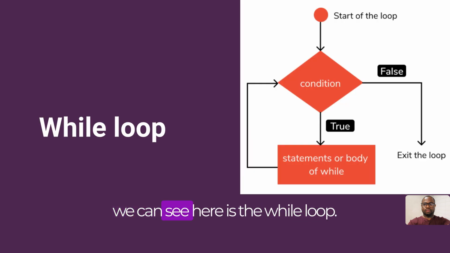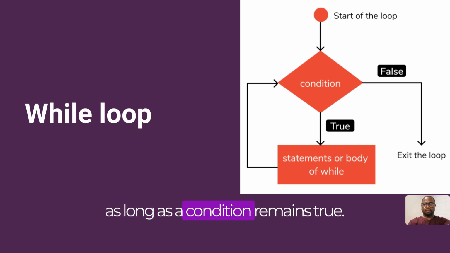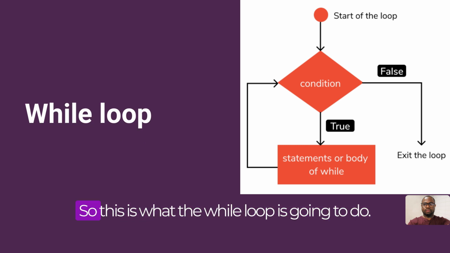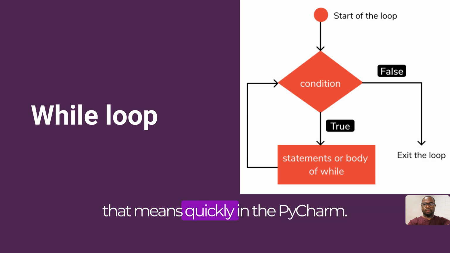First thing we can see here is the while loop. A while loop repeatedly executes a block of code as long as a condition remains true. So this is what the while loop is going to do. If the condition is true, then the while loop will continue to execute. Let's take a look at what that means quickly in the pie chart.